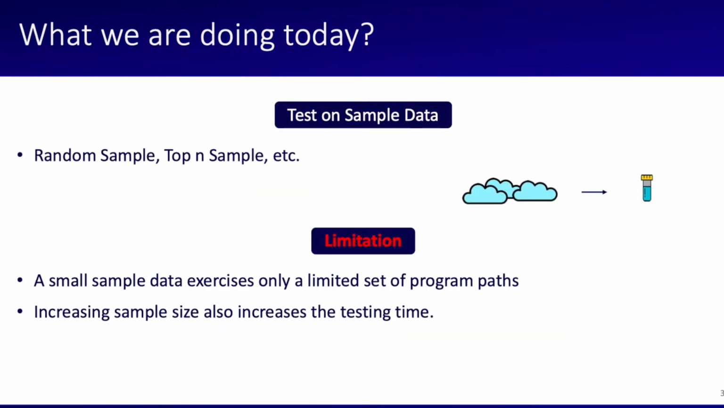So what are we doing today in terms of testing these programs? Normally, we download a small sample data on our local machine and then test the program on that small sample. However, using a small sample means that we cannot exercise all the paths in the program. And if we increase the size of sample, that kind of defeats the purpose of sampling in the first place.